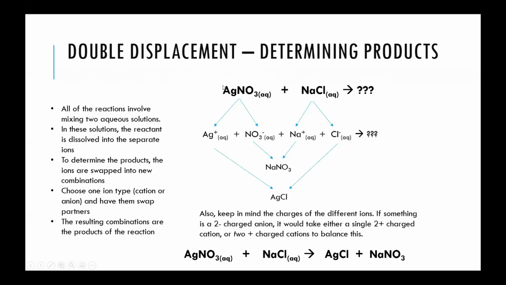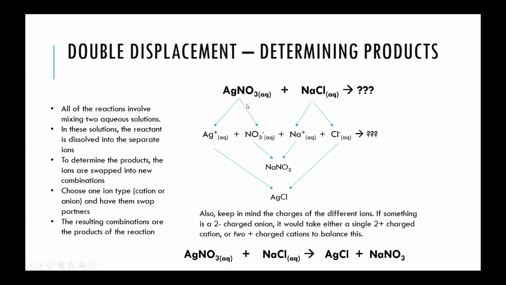A solution of silver nitrate has silver ions and nitrate ions. These are separate in the flask or in the container. These are the ions that are floating around with water all in between them. So they're no longer connected to each other. The same is true with sodium chloride. A solution of sodium chloride has sodium and chloride ions separate from each other with water in between, making sure that they stay separated.